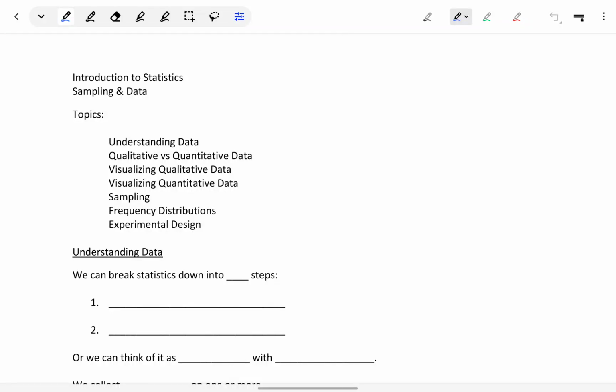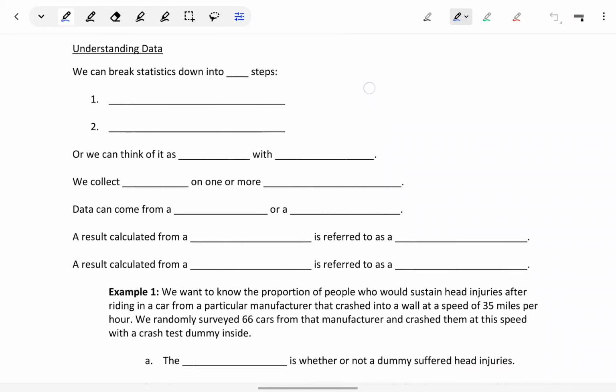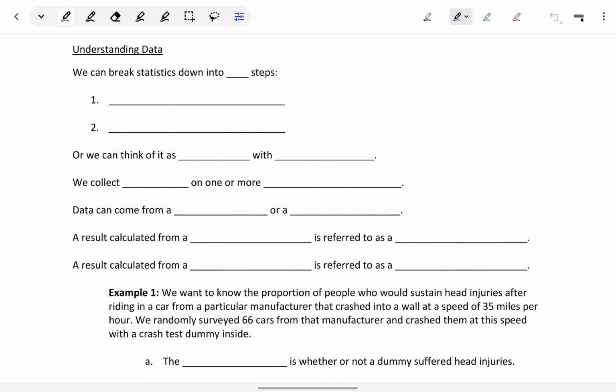We want to get started by establishing exactly what statistics is, especially for those of you who've maybe never taken a stats course before, and establishing some terms and definitions that we're going to see used throughout this course. To start, we can break statistics down very generally into two steps. The first step is collecting data, and the second step is doing something with it.